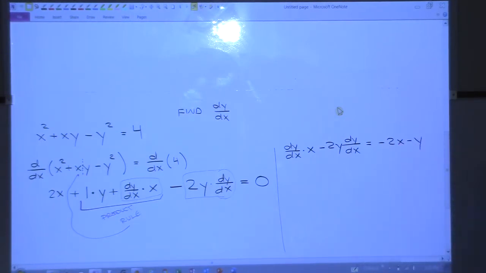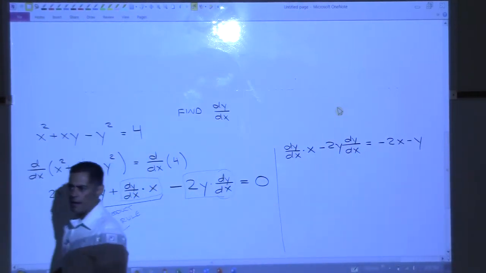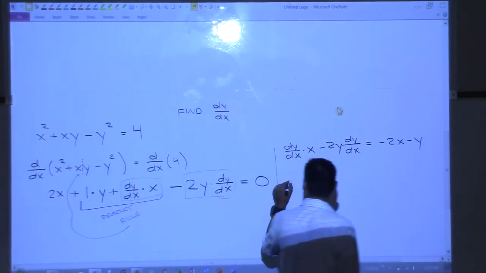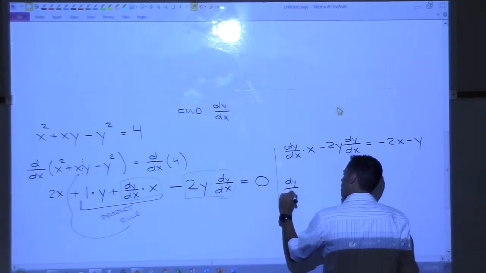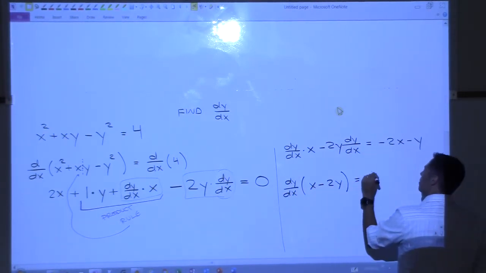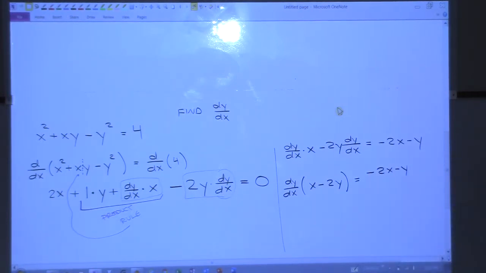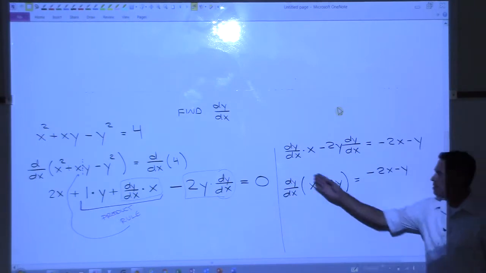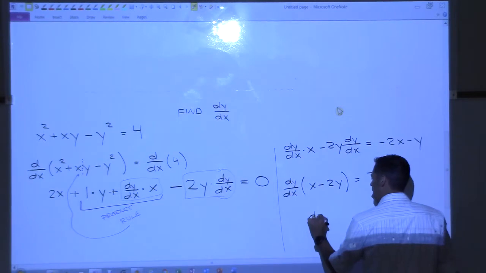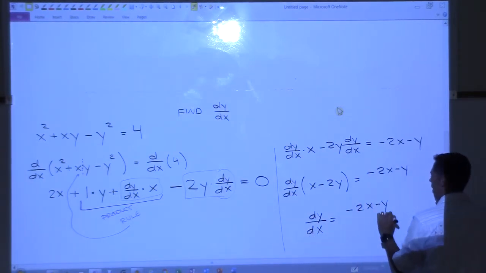Now, why is it that I isolated the dy dx terms? Why do you think I got those alone? So I can factor it out. So I can pull out a dy dx, and I'll be left with x minus 2y equals negative 2x minus y. And what's going to be my last step? Divide, right? This is this times this, so I'm going to divide that whole thing out on this side. And I have found it. You have found it. We have found it together. Okay? There we go.